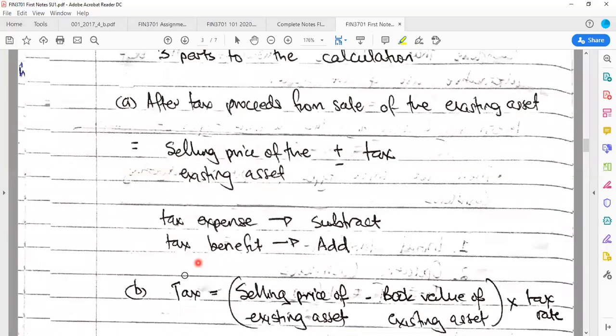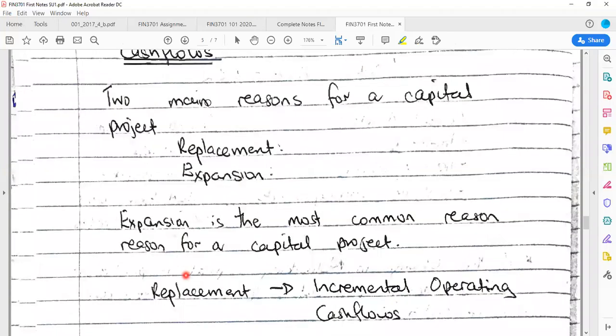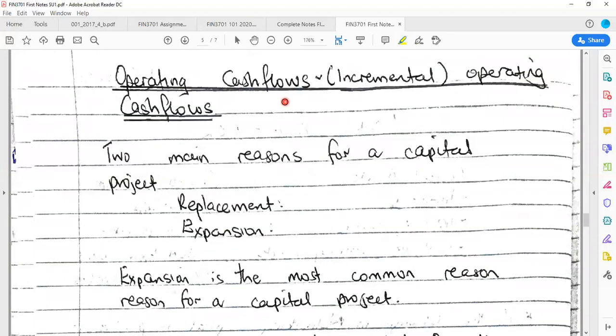Okay. So the operating cash flows, we can just define these as the cash flows that you get from operating the asset or from the capital project. Each year you're going to get money coming in as a result of using your asset or your capital project, and we call that an operating cash flow, right?